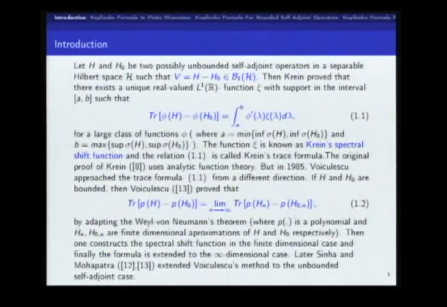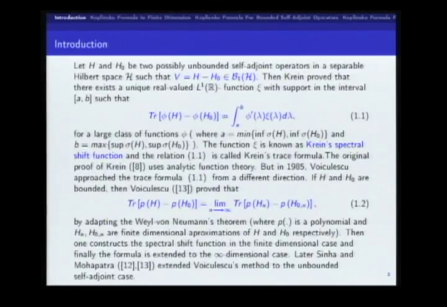This repeats what I just said. This is the statement of Krein's theorem: let H and H0 be two self-adjoint operators in a separable Hilbert space such that their difference is trace class. Then Krein proved that there exists a unique real-valued L1 function xi, with support in the interval which is essentially the union of the spectra of H and H0, such that f(H) minus f(H0) is trace class, and not only that, its trace is given, as I said for matrices, by the integral of f prime multiplied by a certain L1 function, which is called Krein's spectral shift function. This is called Krein's formula.